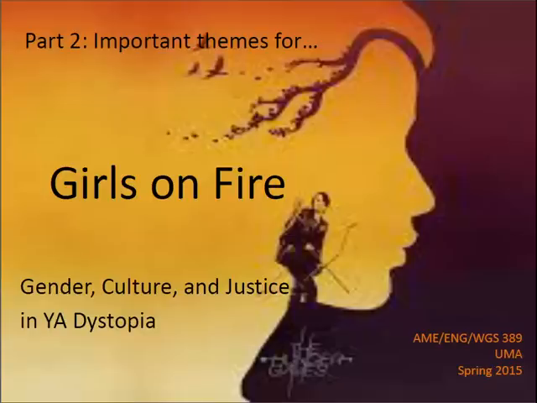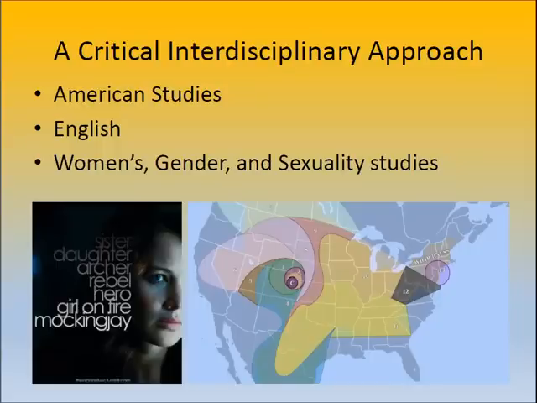This is an introduction to some of the important themes for Girls on Fire: gender, culture, injustice, and YA dystopia, but also to girls and YA dystopia more generally. In this course, we're going to take a critical interdisciplinary approach, which combines American studies, English, and women's, gender, and sexuality studies. We want to ask critical analysis questions. We want to think about the America of the future that these books are envisioning. And we also want to think about the protagonists as more than just a girl. Maybe she's a hero, a rebel, an archer, a daughter, a sister.